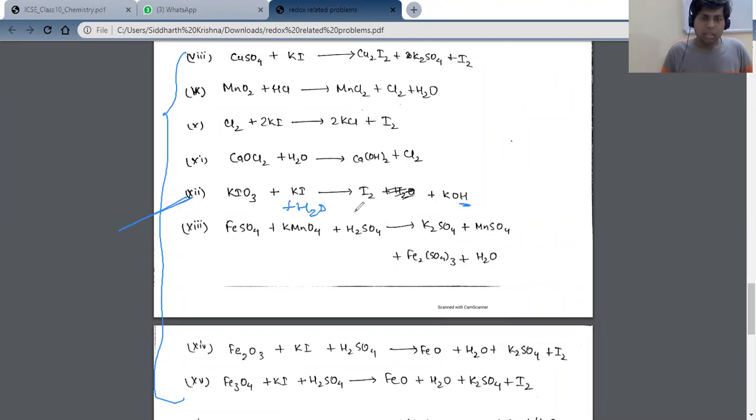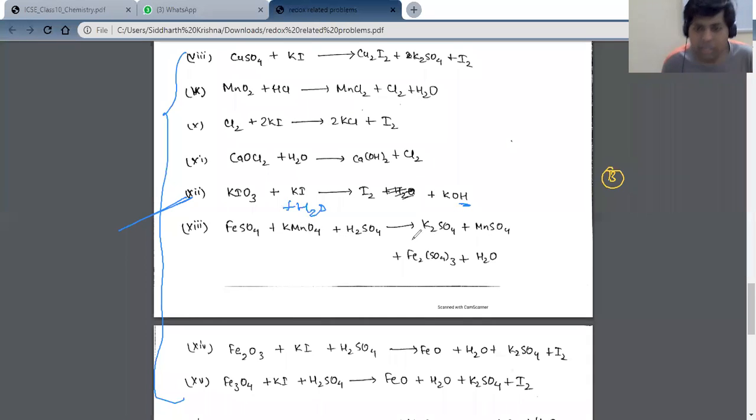Sir, any other doubt? Sir, also, can you balance the equations from 13 to 17? Sir, I'm having a doubt in equation number 17 only, and also the 13th one. Okay, one by one we'll see. Okay, 13th. Let us start. The others are balanced.